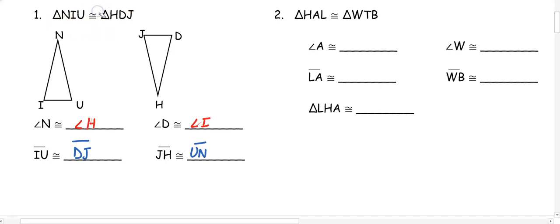So number 2 is without a triangle. If you need to draw a triangle to help you, you can, or you can just go off of the names. So angle A is the first letter, so that's going to match up with angle T. Angle W is the first letter, so that matches up with H. When I look at my sides, I have LA, which is the third and second letter. And that's going to match up with the third and second letter again, so BT. And our last side, we have WB, which matches up with HL.